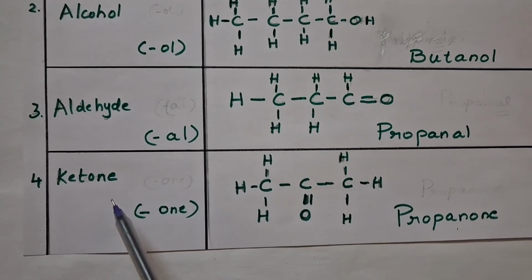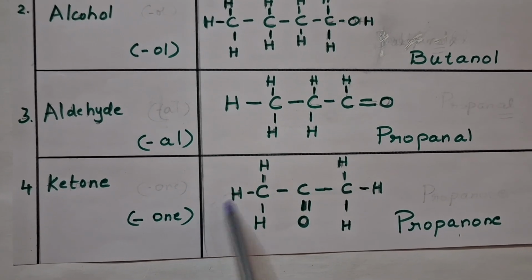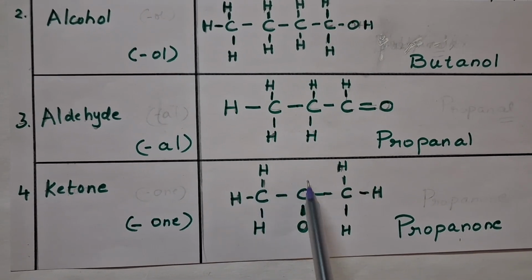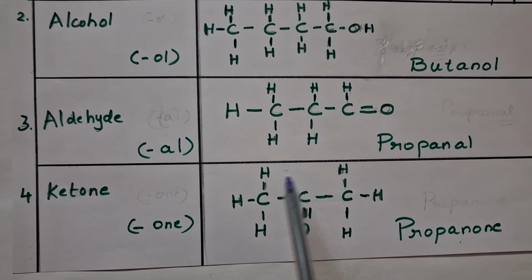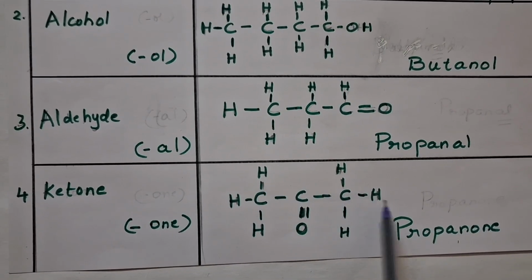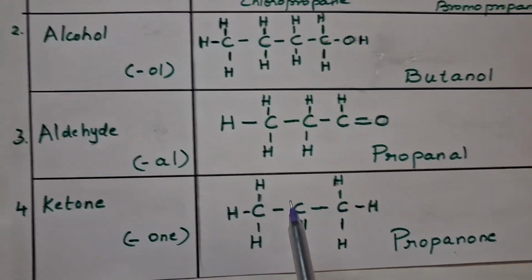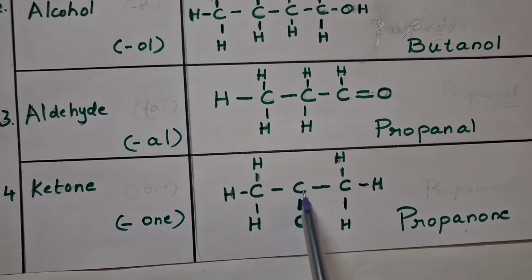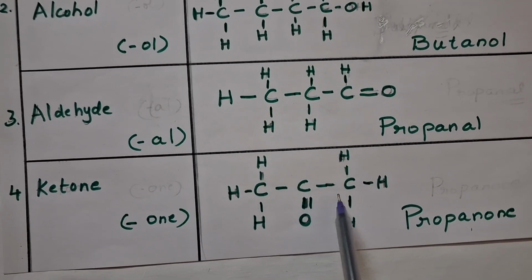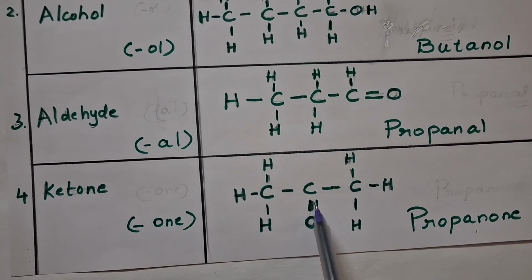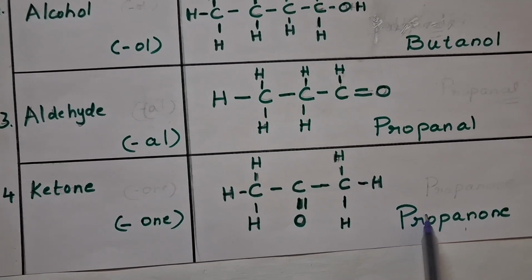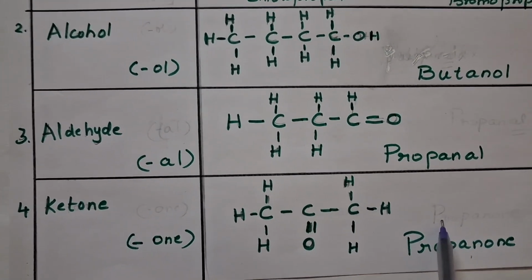Next one is ketone. Ketone, it is ONE. So meth, eth, prop. Here it is 3, so propane. So here the main chain, it is propanone. ONE. Here it is double bond O. So you have to say propanone. So the name comes in this way.